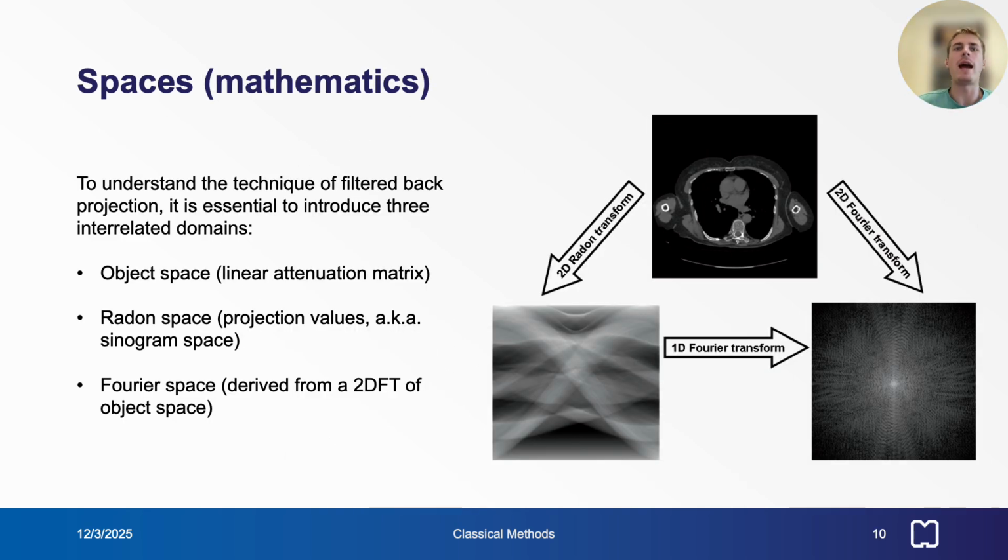So to understand how we reconstruct images based off our sinograms, we have to understand a bit about mathematics. So we introduce three different domains. One of them is object space, which is our linear attenuation coefficient matrix, or our image. Now the second is Radon space, which is our raw projection data, and this is the sinogram. Finally, we have to introduce Fourier space, which is derived from the 2D Fourier transform of object space. So clearly there are mathematical operations to go between these spaces.